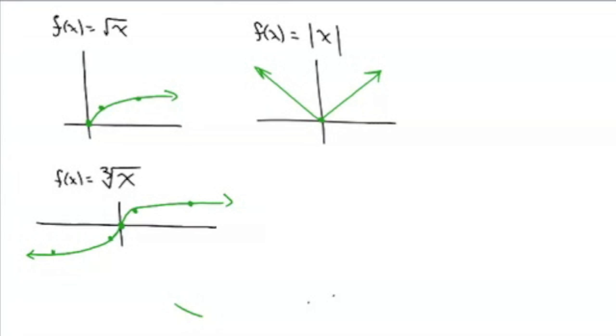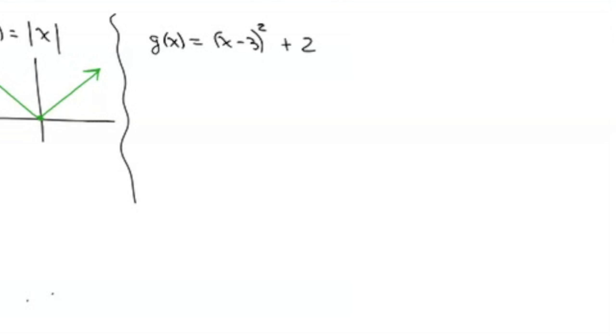Let's see what you remember from the first long example. What if I have g of x is equal to x minus 3 squared plus 2? What does the plus 2 do to the graph? It moves it up 2 units. So this is up 2. What's the negative 3 do? Right 3, because it does the opposite of what you think it's going to do, because it's inside the function. So this graph is only going up 2 and right 3.